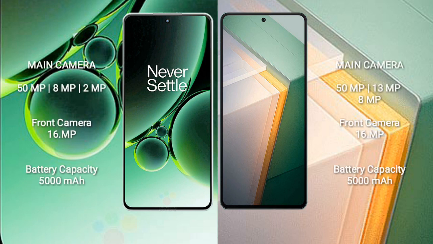OnePlus Nord 3 rear triple camera setup, 50MP plus 8MP plus 2MP, and its front camera 16MP. Vivo iQOO 11 rear triple camera setup, 50MP plus 13MP plus 8MP, and front camera 16MP. OnePlus Nord 3 5000mAh battery, 80W fast charging support. Vivo iQOO 11 5000mAh battery, 120W fast charging support.